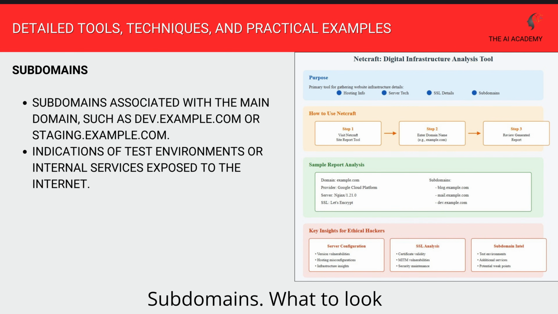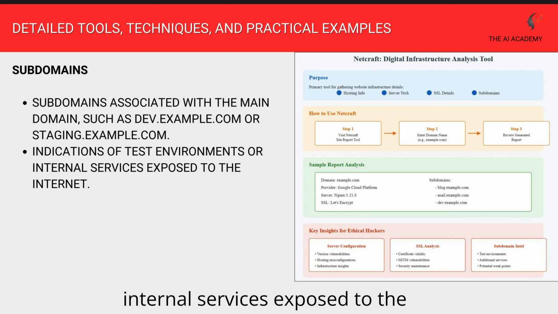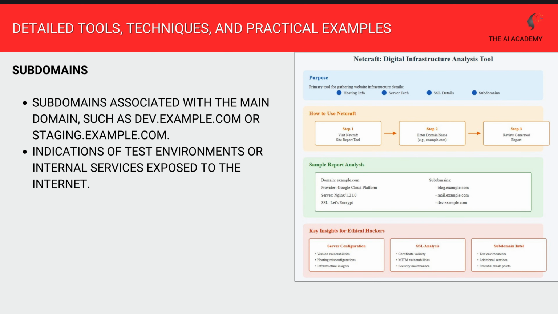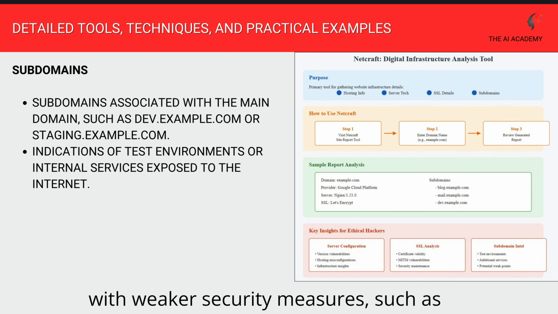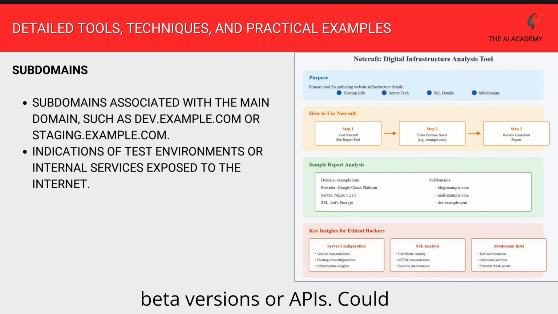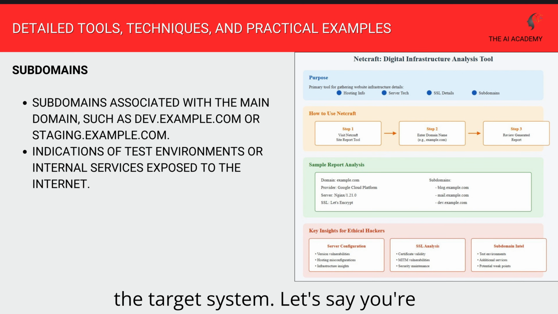Subdomains. What to look for. Subdomains associated with the main domain, such as dev.example.com or staging.example.com. Indications of test environments or internal services exposed to the Internet. Why it's useful. Subdomains might host additional services with weaker security measures, such as beta versions or APIs. They could provide alternative access points into the target system.